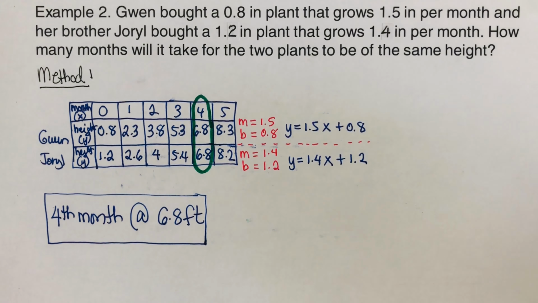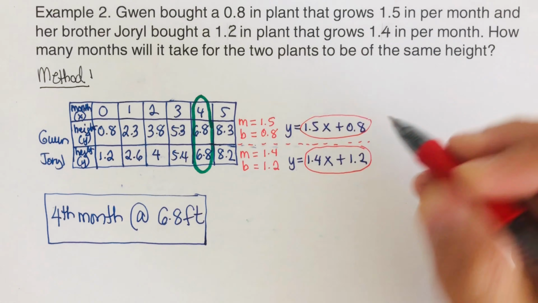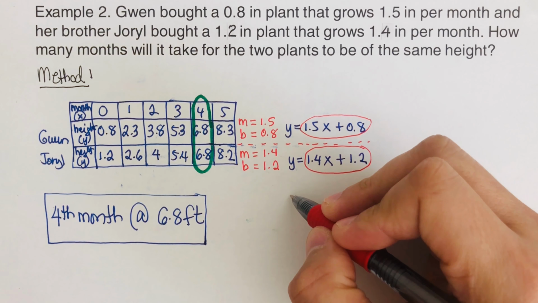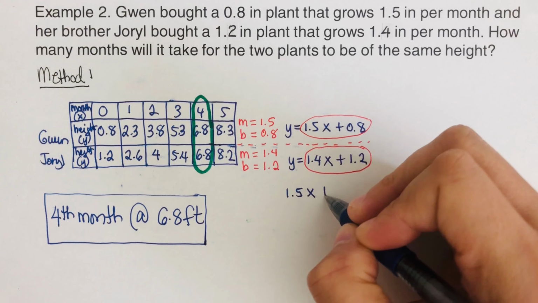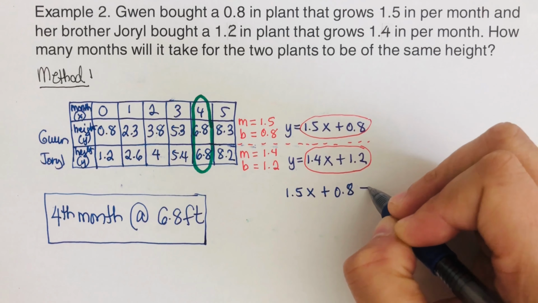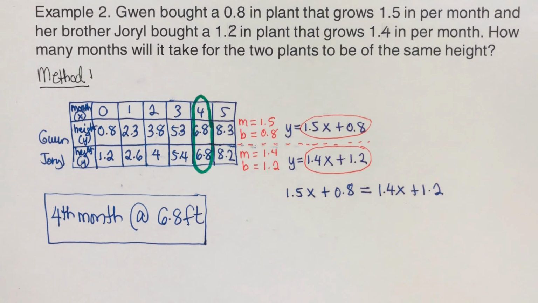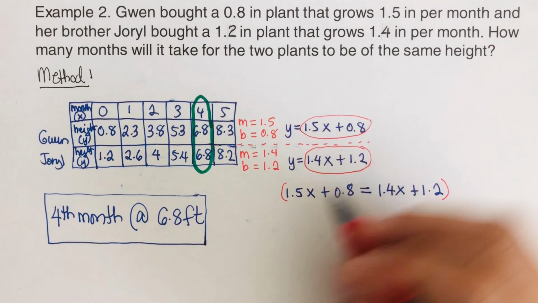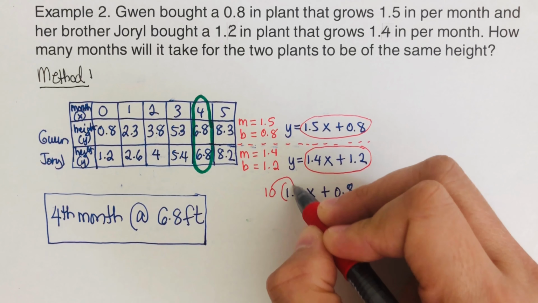Equal values method means that since y is equal to y, these two circled equations would be equal to each other. So I'm just gonna show the work down here. That's 1.5x plus 0.8 equals 1.4x plus 1.2. Since they are in decimal, we want to get rid of the decimal by multiplying. Since this is in tenths place, we're going to multiply each of them by 10.